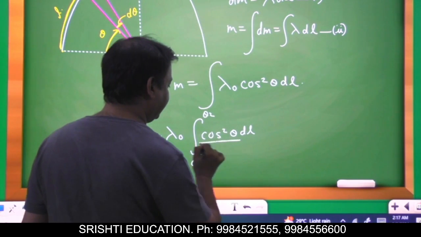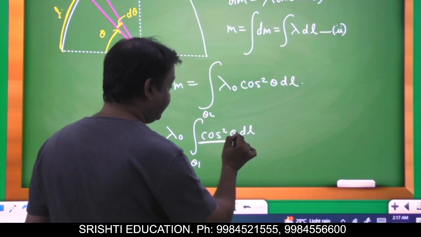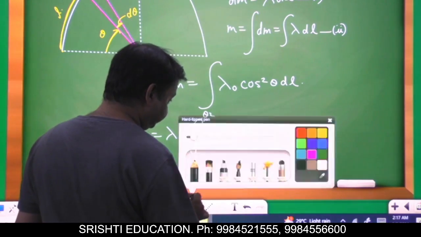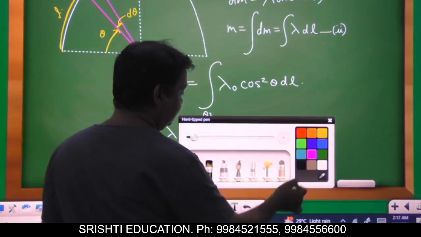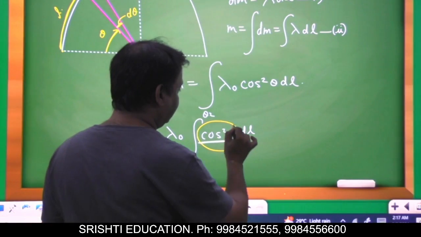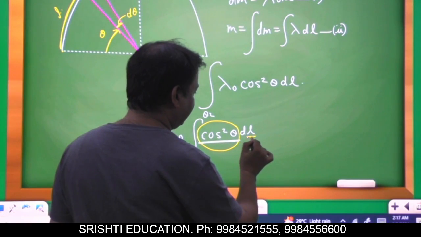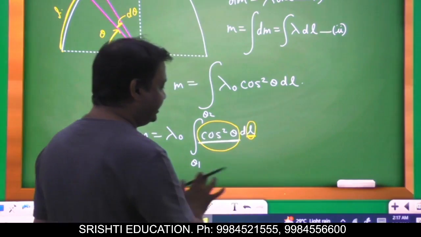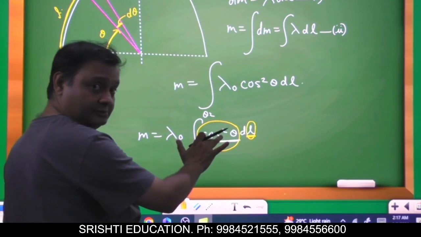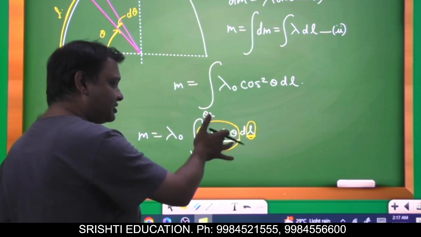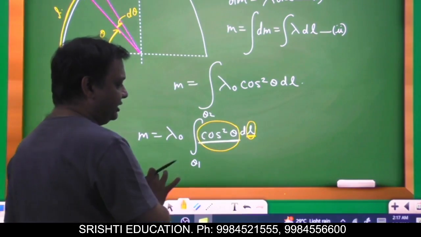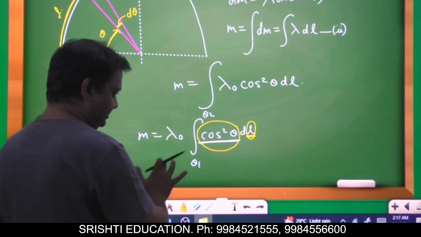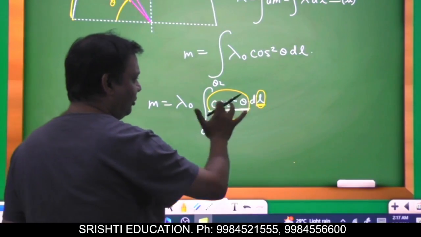Now you have to integrate this thing. But the problem is the integrand is a function of theta, and the variable of integration, that is the variable with d, is L. So the homogeneity is lacking. We can't integrate. Either it must be a function of L with dl, or it must be a function of theta with d theta. So you have to get it in a homogeneous way.